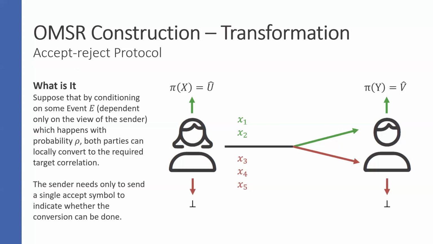Okay. So let me start with our construction, and I will first define what an accept-reject protocol is, which is a stepping stone towards our OMSR construction. Suppose that by conditioning on some event, which depends only on the view of the sender, the two parties can do some local computation and output the required target correlation. If the event holds, which happens with probability rho, the sender will send a single accept symbol to the receiver, and the two will do the local computation and be happy. But if not, he will send a reject symbol, and the two will abort.